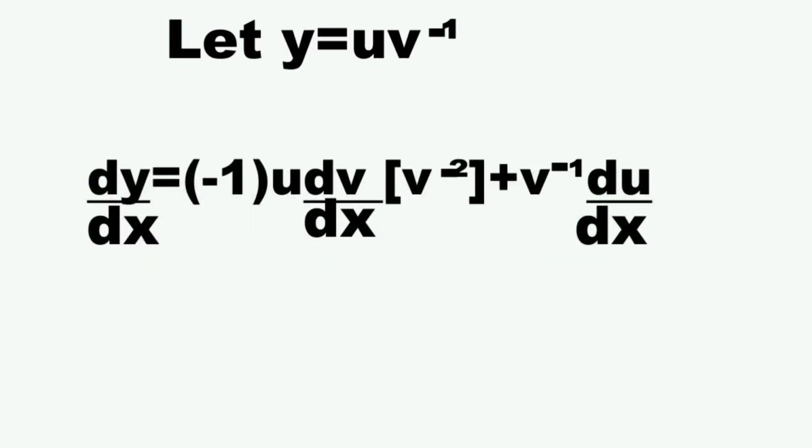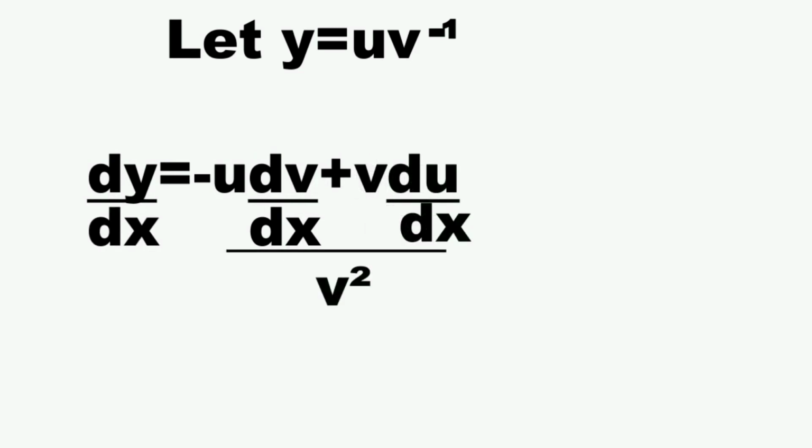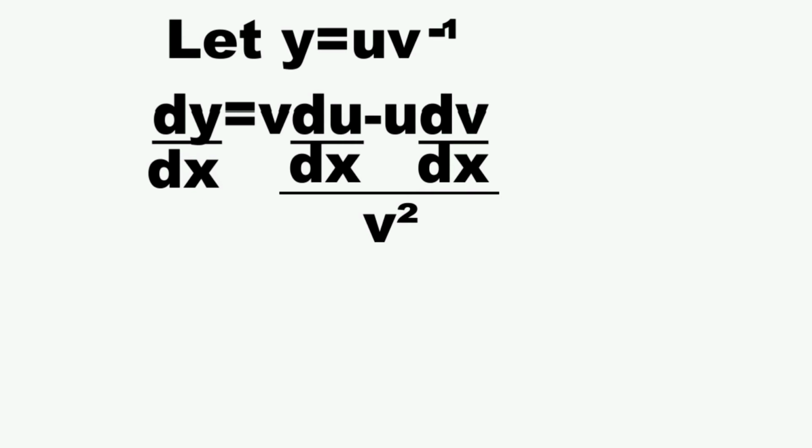The derivative of v to the power negative 1 is negative 1 times v to the power negative 2 times dv, due to the power rule, so u dv times negative 1 times v to the power negative 2, plus v to the power negative 1 times du. To make the powers positive, bring them down into the denominator, so negative u dv over dx over v squared, minus du over dx over v. Because v squared is the common denominator, multiply v to du over dx. Since v du over dx is positive and u dv over dx is negative, interchange their positions. So the derivative is equal to v du over dx minus u dv over dx, all over v squared.